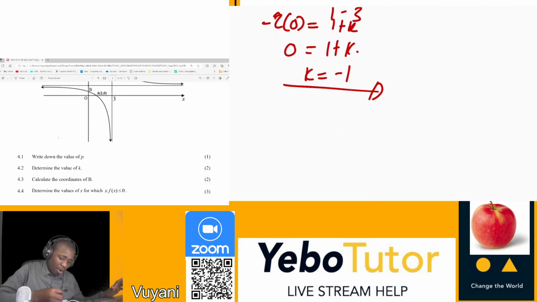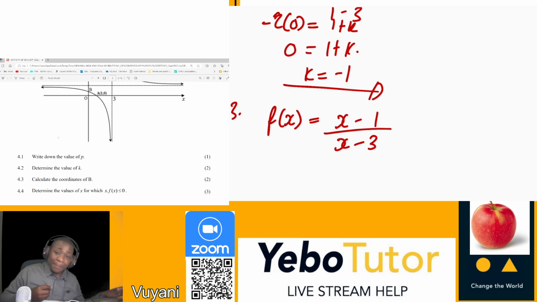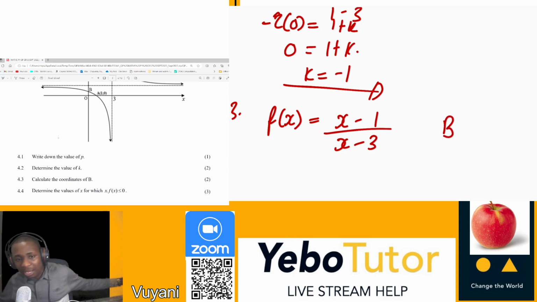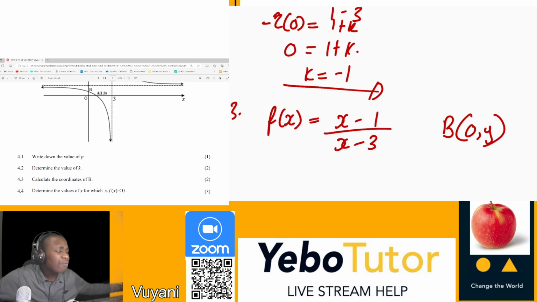So now let's go to our f of x first. This is 4.3. Our f of x, after we've solved, is equal to (x minus 1) divided by (x minus 3). But now they're saying calculate the coordinates of B, and we know that B is a y-intercept. So we just have to calculate the value of y, and where there is x, we place a 0.